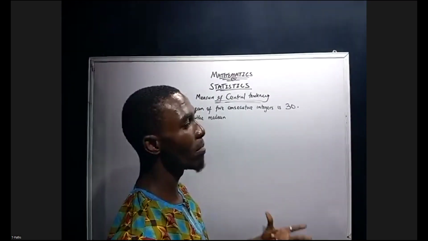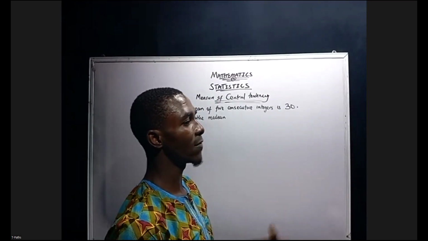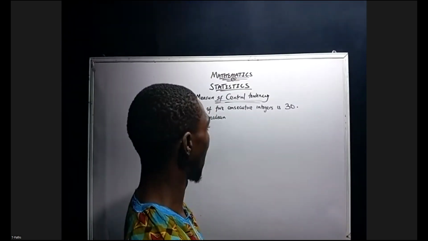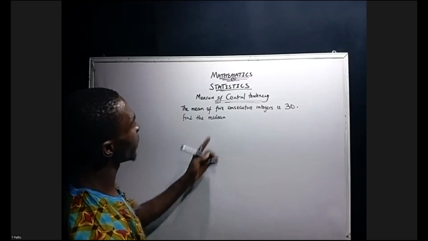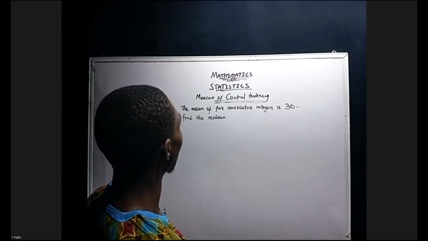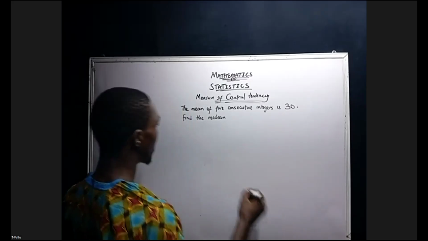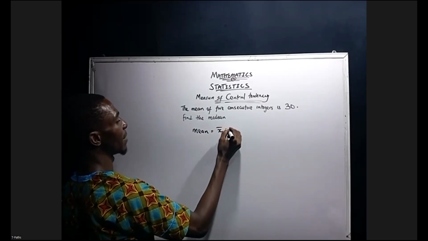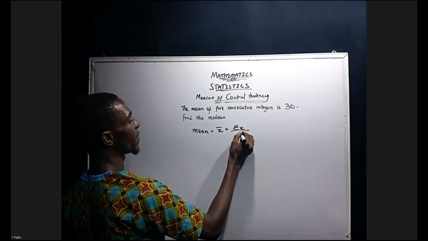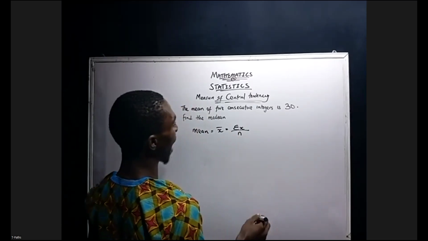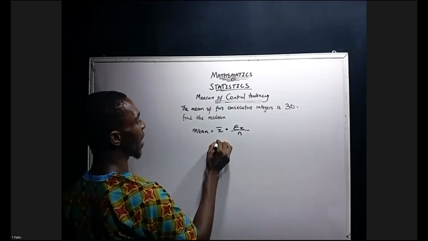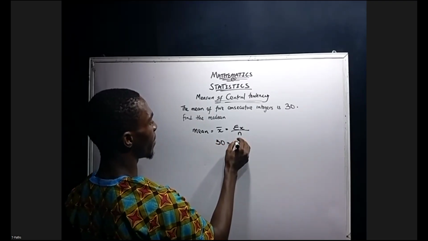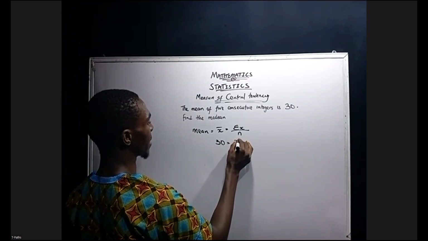If I start with 1 million, the next consecutive number is the next number following that 1 million. I hope I've made myself clear. Now, the mean of 5 consecutive numbers is 30. Find the median. From our definition, mean equals x bar, summation x over n. What are those numbers?